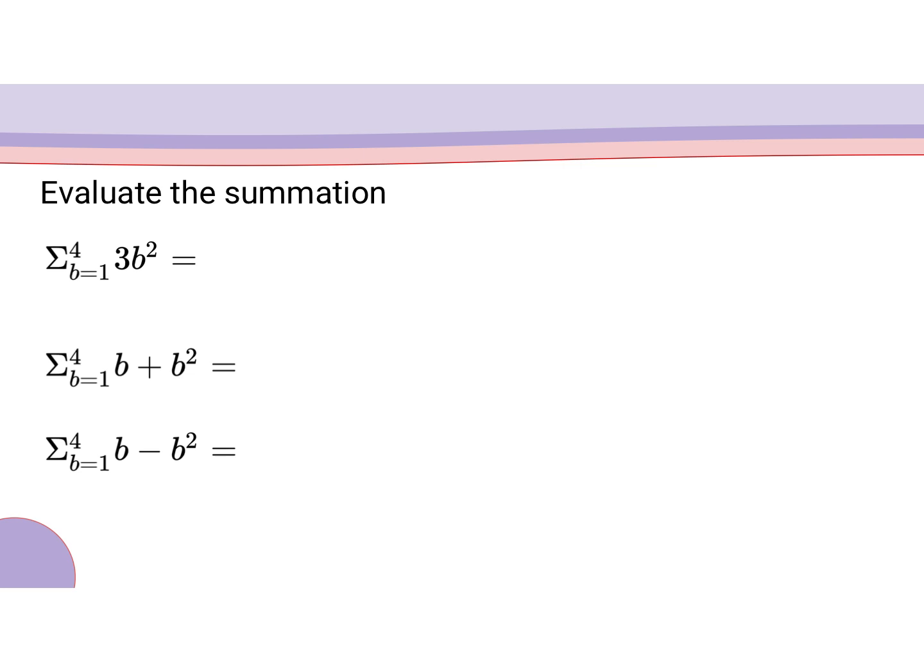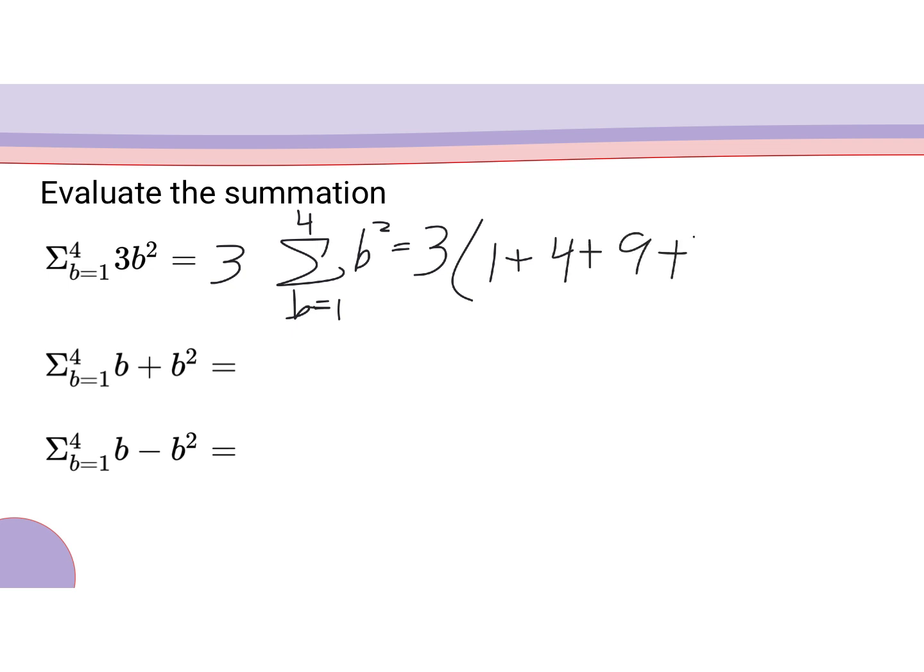So here's an example, 3b squared. Since the 3 is a constant, I can pull it out. It just lets me not worry so much about the properties or about the values. I can focus on the summation. So again, it would be all the squares: 1 squared, 2 squared, 3 squared, 4 squared. And so I would add those values up together. That looks like it would be 30. 30 times 3 is 90.